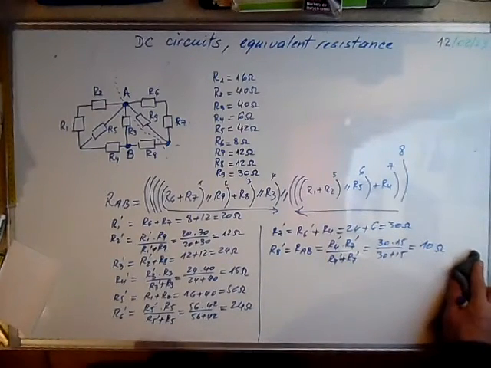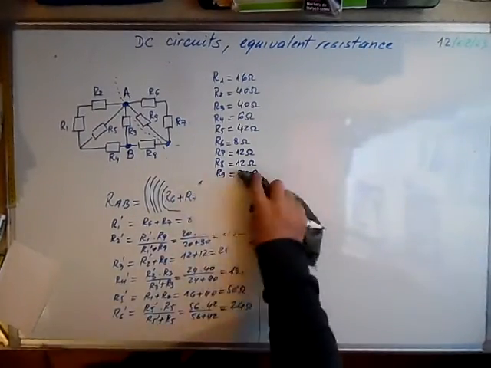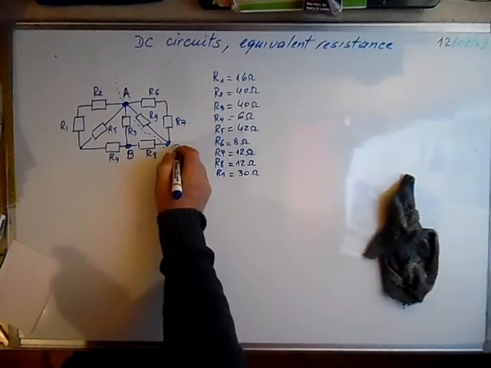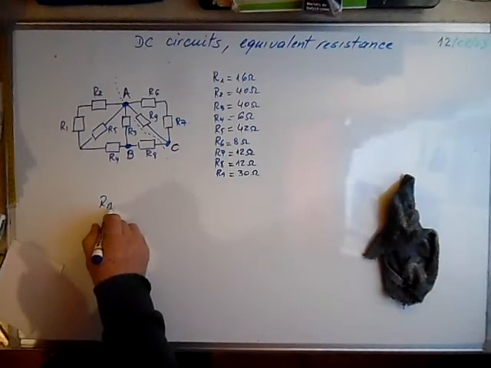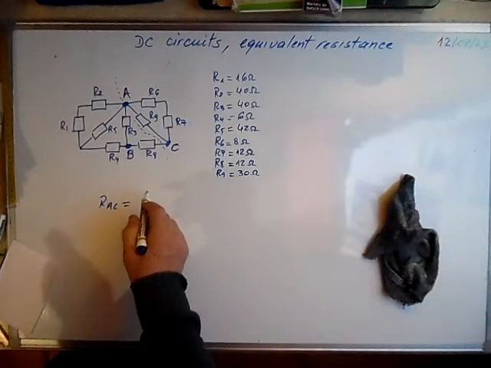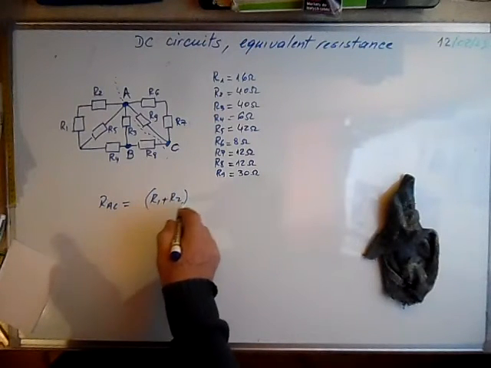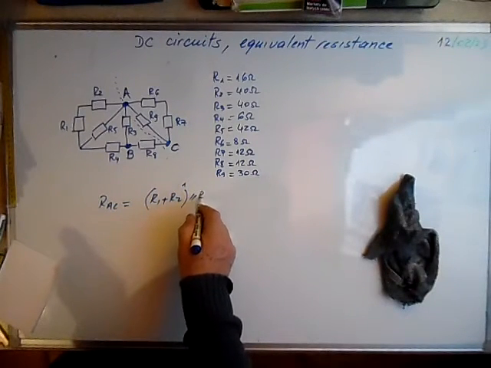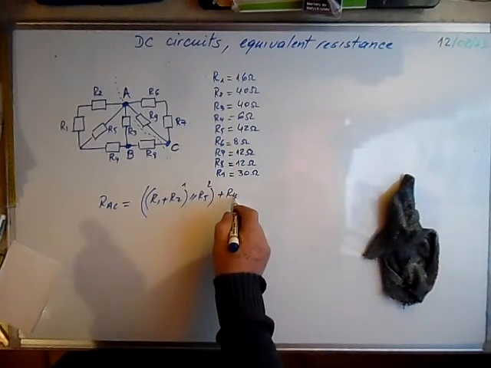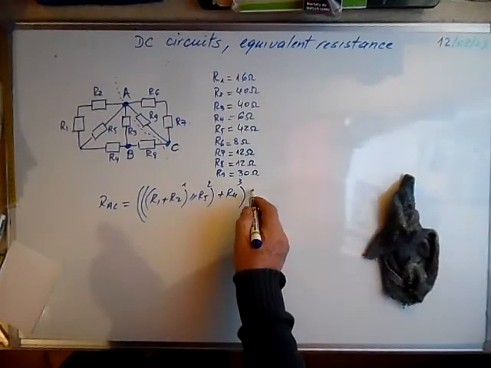Alright, now if I have time, we can try to calculate the equivalent resistance between A and C. So we'll start from this side. This is R1 plus R2 in series. First step. Second step, they are in parallel with R5. Third step, we add R4. And in parallel with R3.